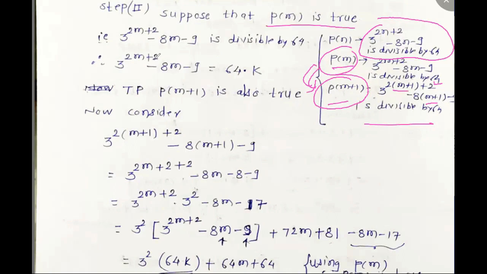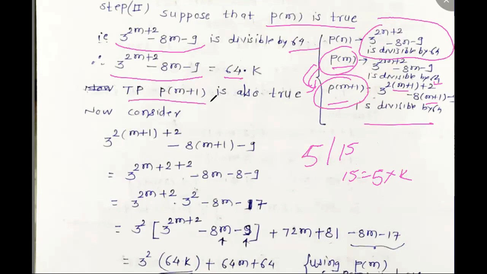Suppose that P of m is true. What is P of m? This 3 raised to twice m plus 2 minus 8m minus 9 is divisible by 64. So we can write this number, which is divisible by 64, as some multiple of 64, so 64 into k. For example, 15: 5 divides 15, so we can write 15 as 5 into 3, 5 into k where k is 3. So this number is divisible by 64, so it will be equal to 64 into k.